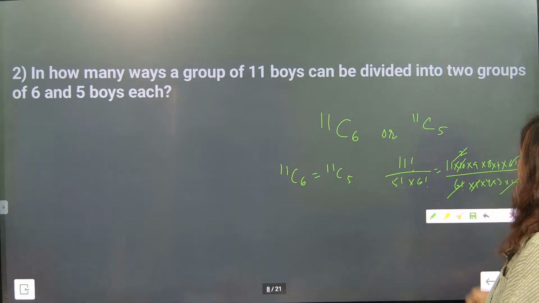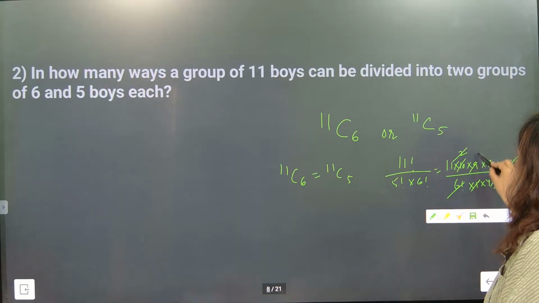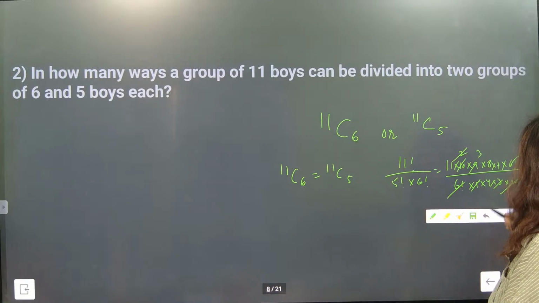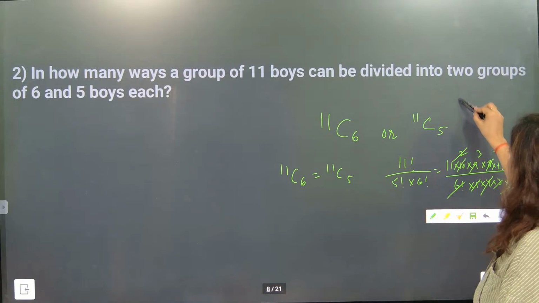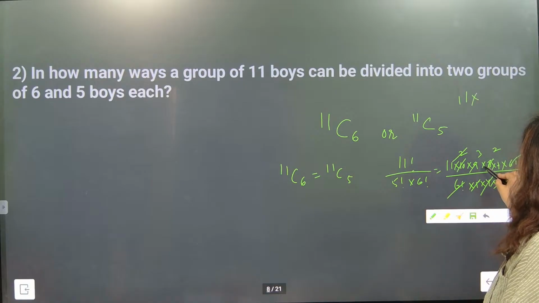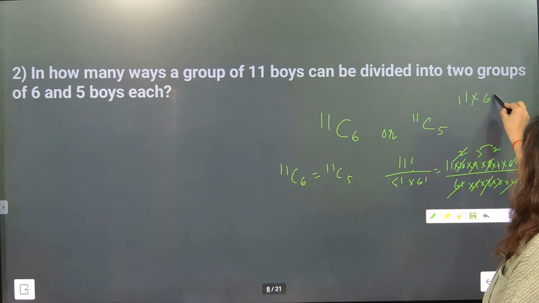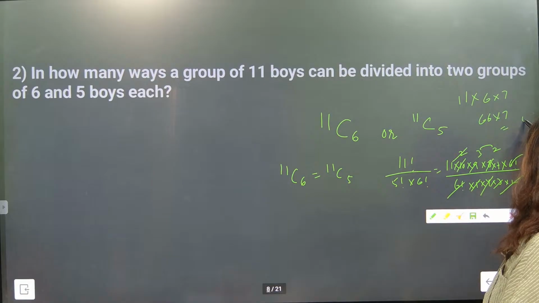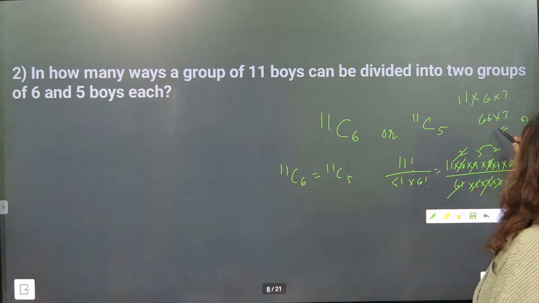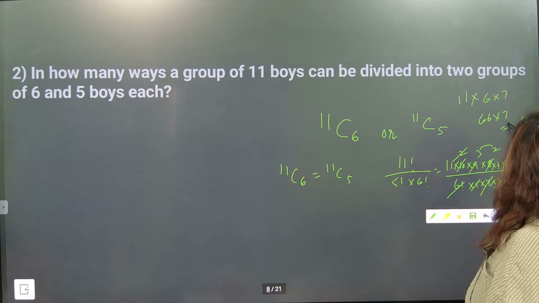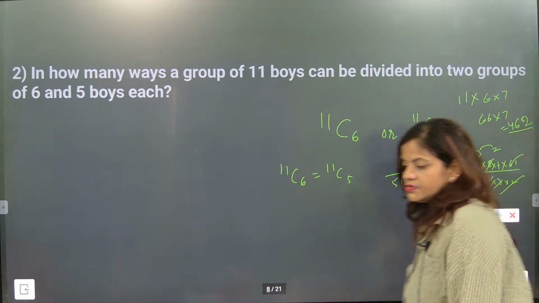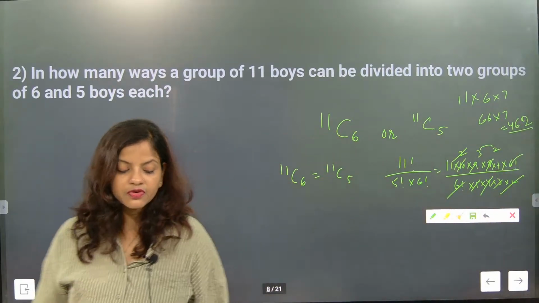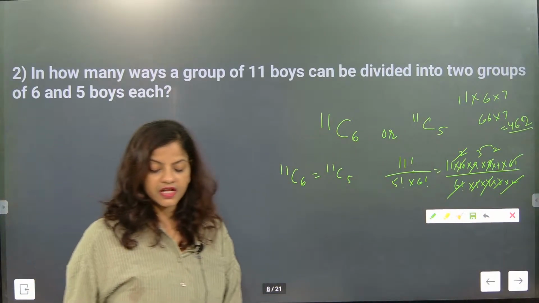2 and 2 will get cancelled. 3 will cancel this one 3 times. 4 will cancel this one 2 times. So 11 into 6 into 7, that is 462. Let's see what answer. Yes, absolutely 462. Rudra has given the answer 462.